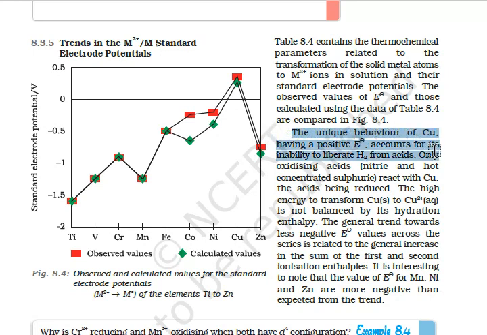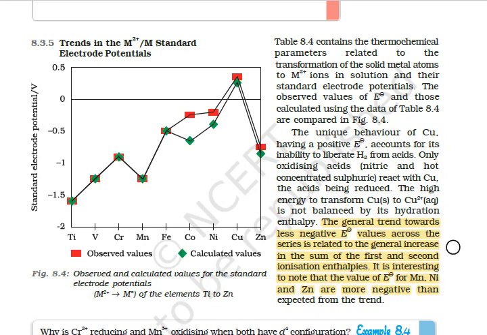unique behavior of having a positive electrode potential, which accounts for its inability to liberate H2 from acids. It cannot liberate H2 gas from acids. Only oxidizing acids such as nitric and hot concentrated sulfuric acid react with copper, the acids being reduced. The high energy required to transform copper solid to copper 2 plus aqueous is not balanced by its hydration enthalpy.